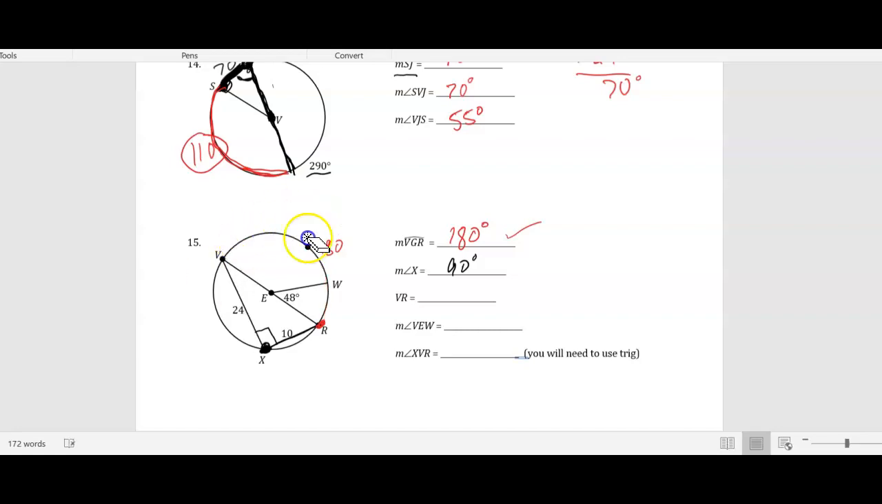All right, let me get rid of this. Don't need any of that. Let's label this 90 degrees. All right, VR.